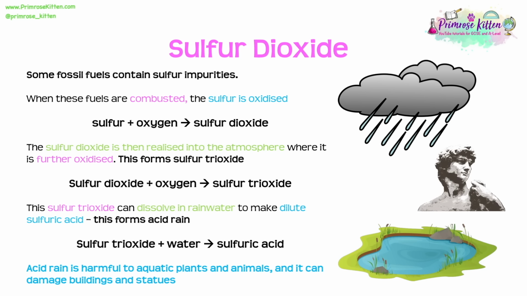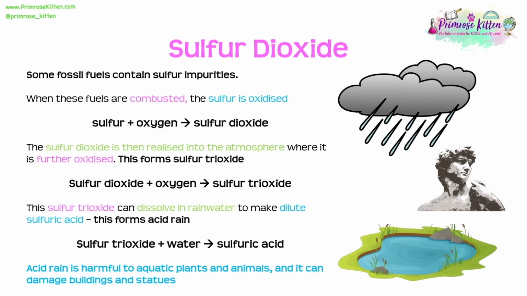Now it's this sulfur trioxide that can dissolve in the rainwater. And when that happens, we make dilute sulfuric acid, which forms acid rain. Now, acid rain is particularly harmful to aquatic plants and animals because that acidic rain will go into these bodies of water, such as lakes, and change the pH, making it more acidic. Now, this upsets that perfect balance of that ecosystem, and it can lead to plants and animals dying.